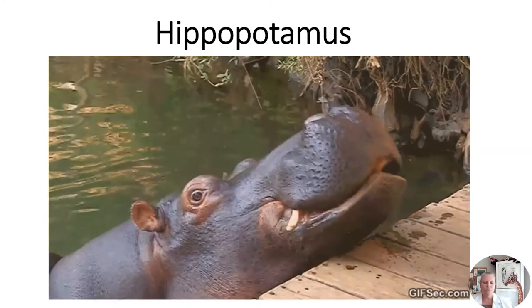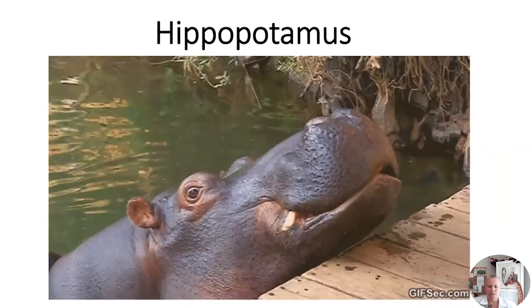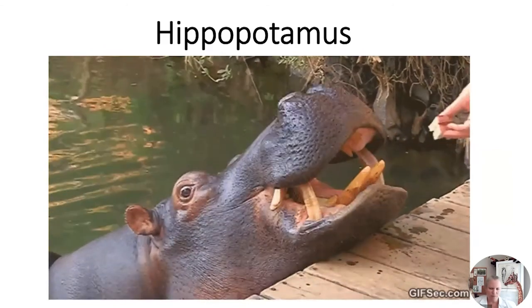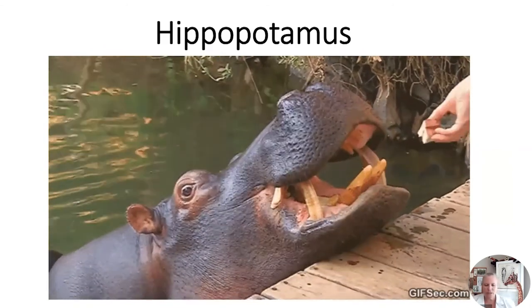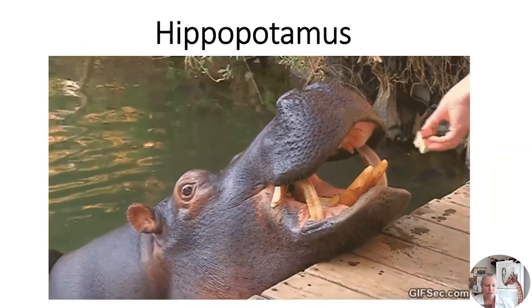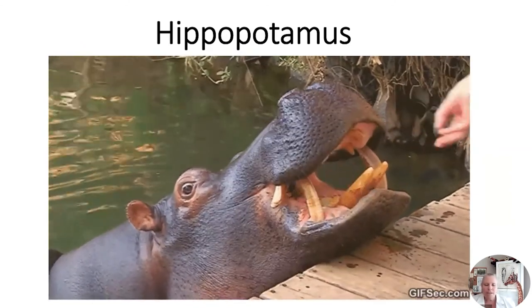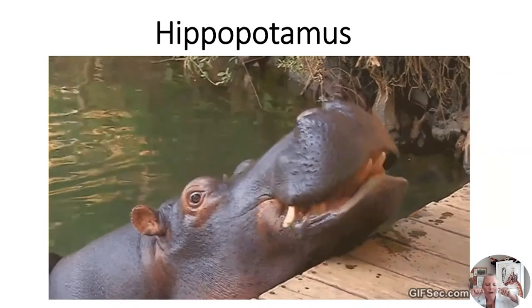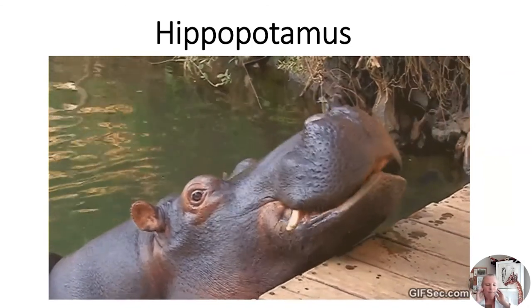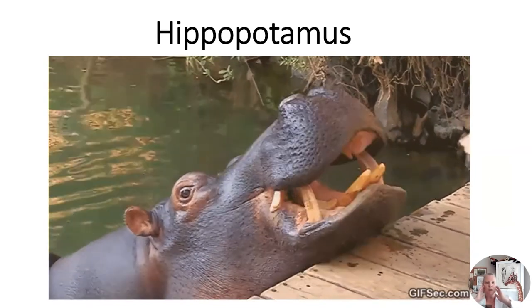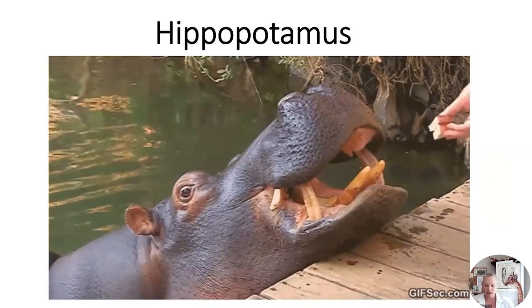All right, so here's a closer look at this hippopotamus. Look, it's got crazy incisors and canines going everywhere. But do you still see the incisors in the front there, even though they're growing long? And it's got some bigger canines that are growing. But in the back, remember, it's a plant eater, so they've got all those grinders in the back.